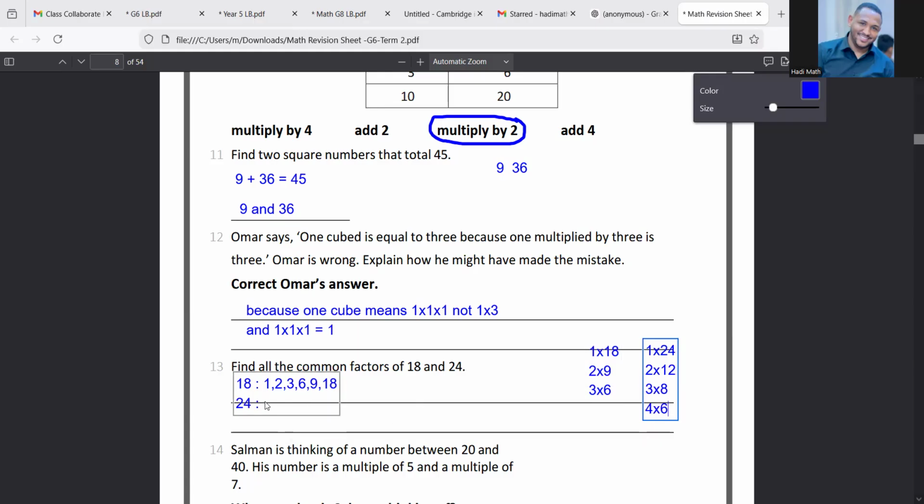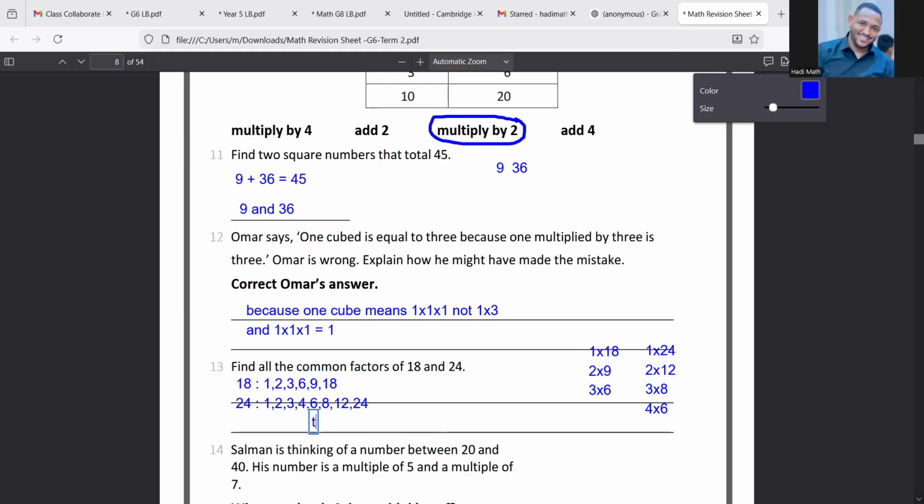So go on, write them. 1, 2, 3, 4, 6, 8, 12, 24. Now you have them. I do this idea actually not to forget any one of the factors.